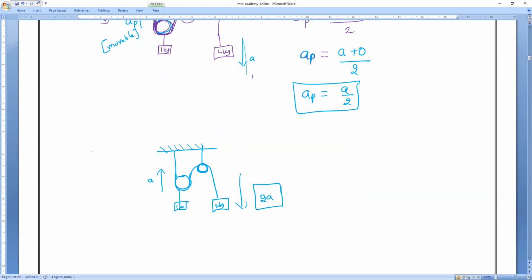If the entire mobile pulley is moving upward with acceleration A, then on this side the fixed pulley body will go in a downward direction with what acceleration? Everybody? It will go with 2A. Understand, all of you?